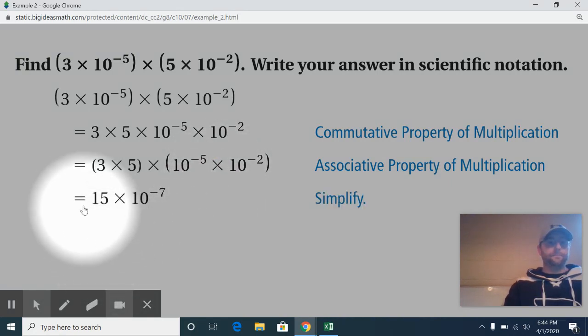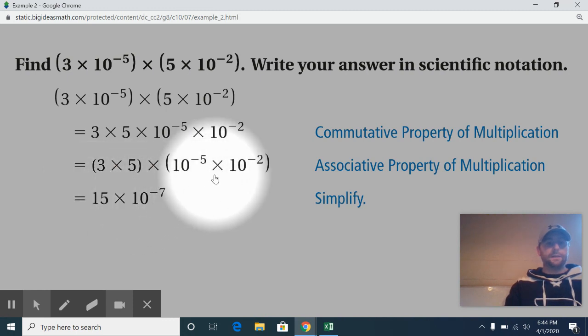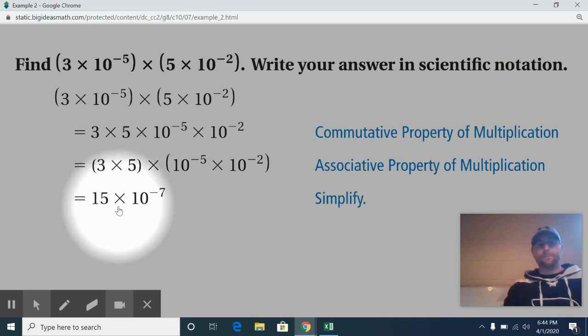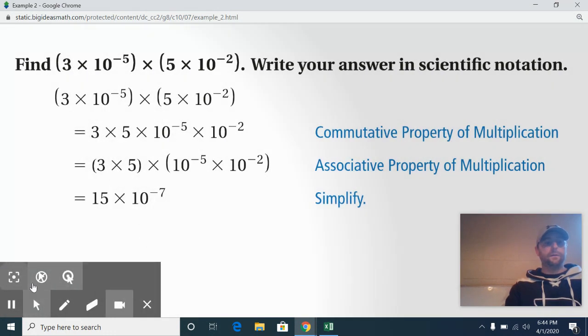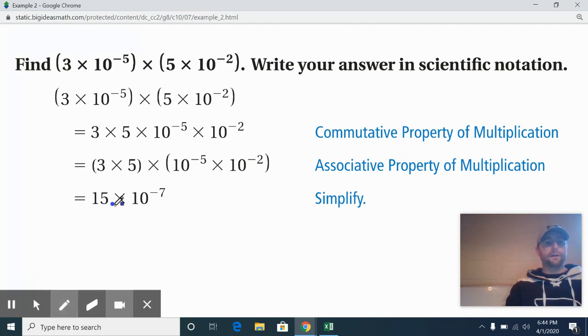And what do we get? 3 times 5 gives us 15. And then 10 to the negative fifth times 10 to the negative second, we add the negative 5 plus the negative 2 to get 10 to the negative seventh. Now hopefully you kind of know what's up. This 15 is greater than 10. That can't be. So what we have to do is move our decimal. Remember, our decimal right now is right here. We're going to have to move that 1 unit to the left.